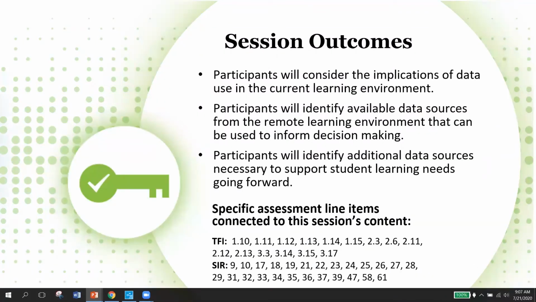Our outcomes for this session are participants and teams will consider the implications of data use in the current learning environment. Participants will also identify available data sources from the remote learning environment that can be used to inform decision-making. Participants and teams will also identify additional data sources necessary to support student learning needs going forward. Also, this session will be directly connected to the items from the Tiered Fidelity Inventory and the School-Wide Implementation Review that you see on the screen.